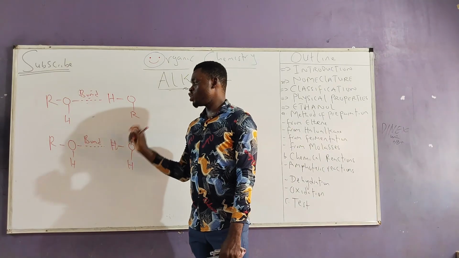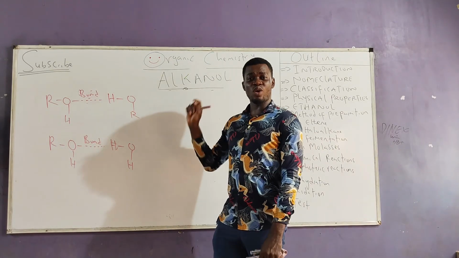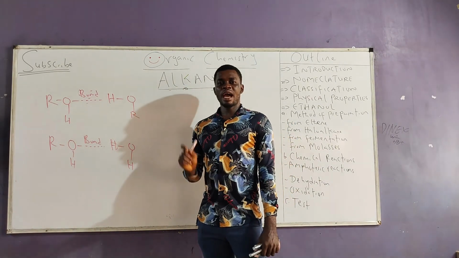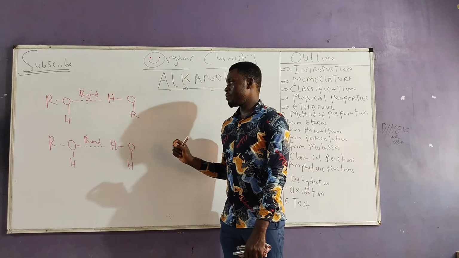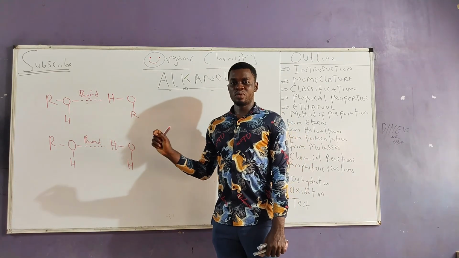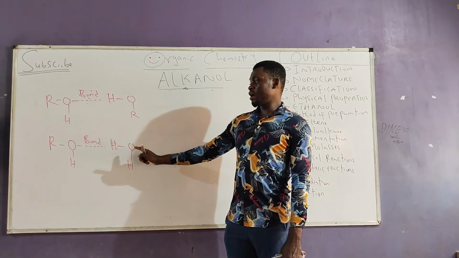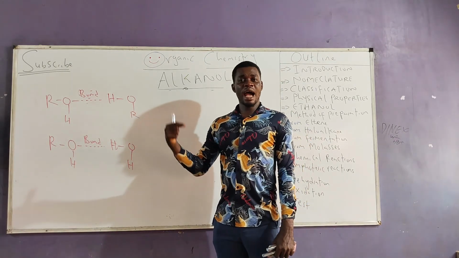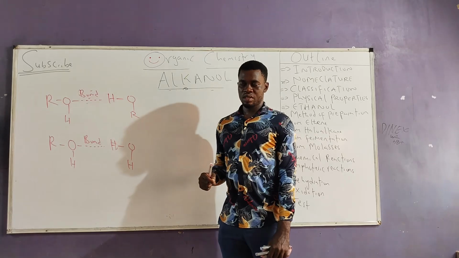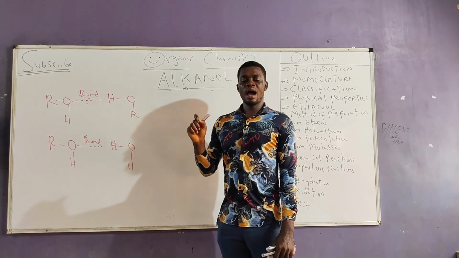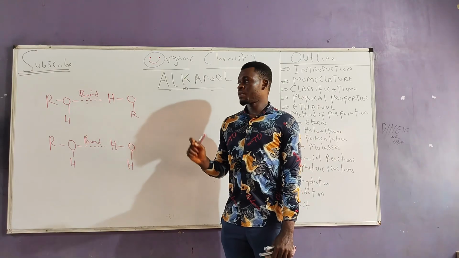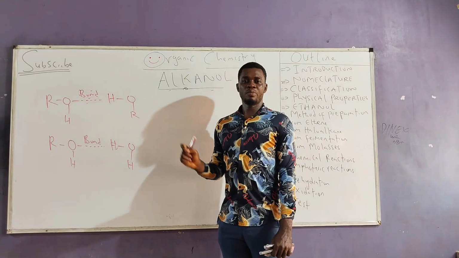Alkanols have an unusually high boiling point compared to their corresponding alkane. They also have a higher solubility in water than their corresponding alkane. Why? Because of their ability to form hydrogen bonds with water for the solubility and with other alkanol molecules for the boiling point. So the ability to form hydrogen bonds is responsible for the unusually high solubility of alkanols in water and also for the unusually high boiling point.